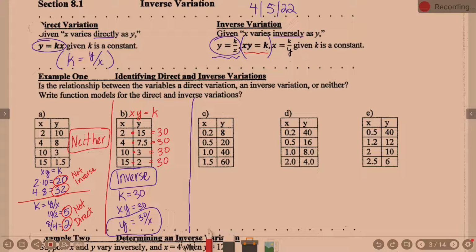So what we want to check here is, we're going to use this one. We're going to check and see, does y divided by x always give me the same k value? So if I try that, 8 divided by 0.2. What is 8 divided by 0.2? 40. Okay, no, y divided by x, so 20 divided by 0.5. What's 20 divided by 0.5? 40.